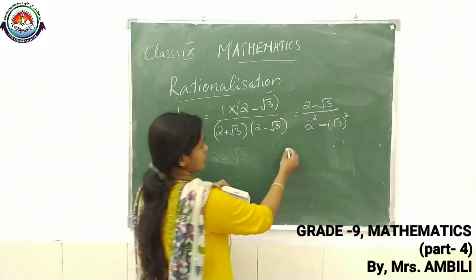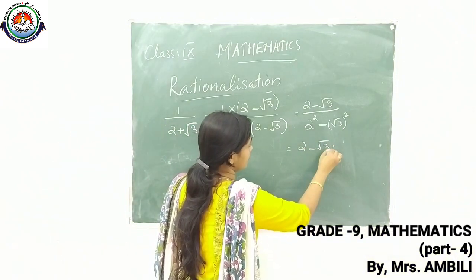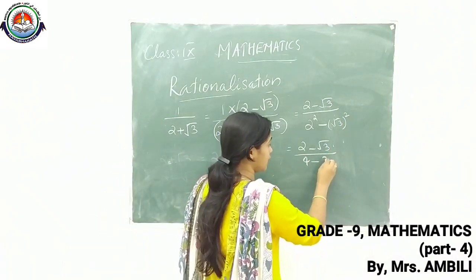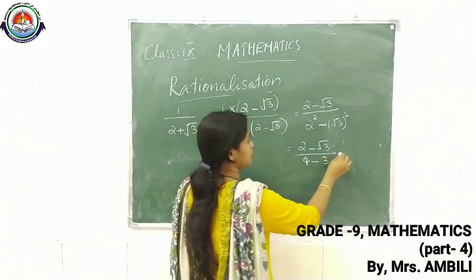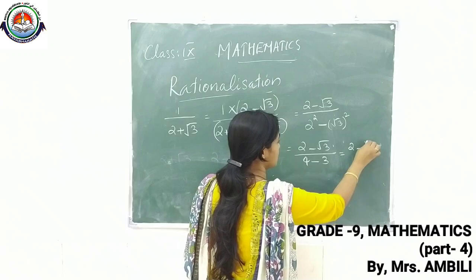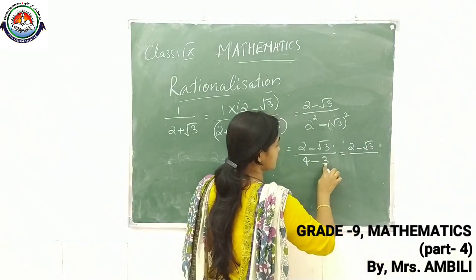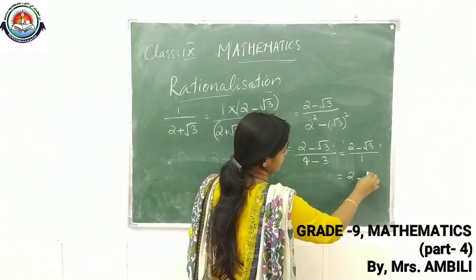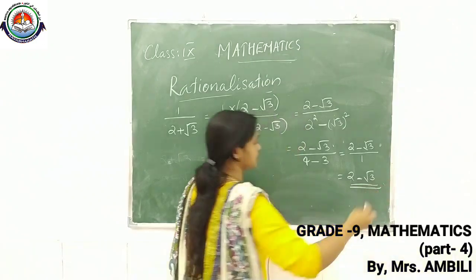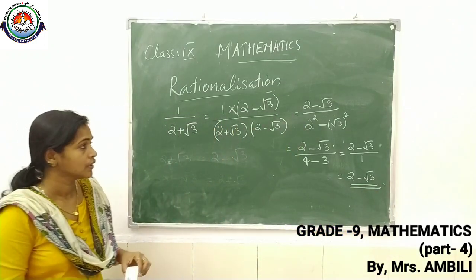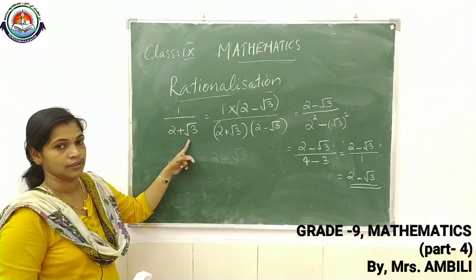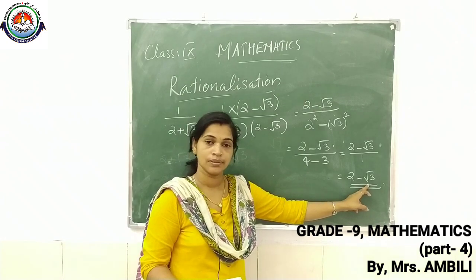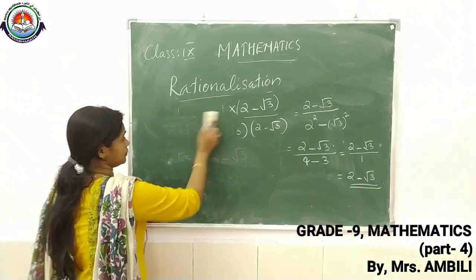Okay, so what will we get? 2 minus root 3 divided by 2 square, 4, minus root 3 square, 3. 4 minus 3, that is equal to 2 minus root 3 divided by 1. So that is equal to 2 minus root 3. This is our answer. Okay, that is 1 by 2 plus root 3. We rationalized the denominator and we got 2 minus root 3. Okay, clear?